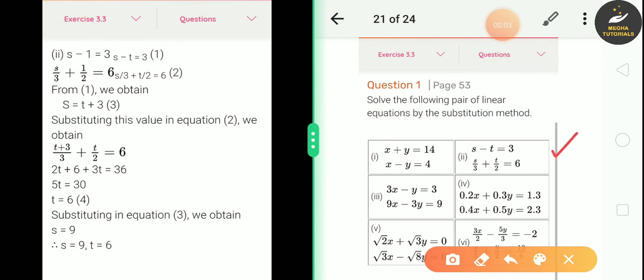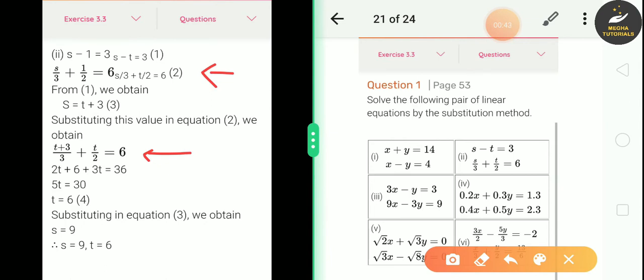Question 2. Equations are s minus t is equal to 3. Consider this as equation 1. And s upon 3 plus t upon 2 is equal to 6. Consider this as equation 2. From the first equation we can write s is equal to t plus 3. Consider this as equation 3. Substitute this value in equation 2. So instead of s in equation 2, we write (t plus 3) upon 3 plus t upon 2 is equal to 6.